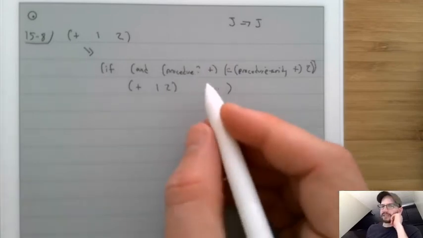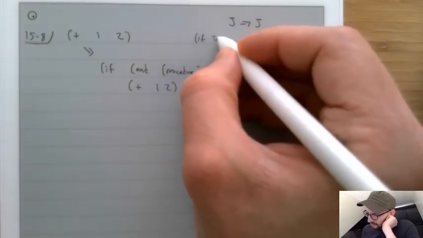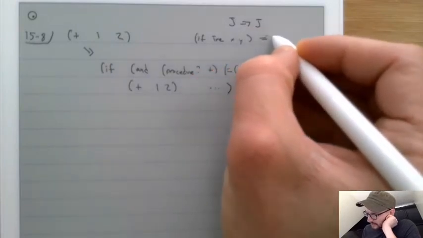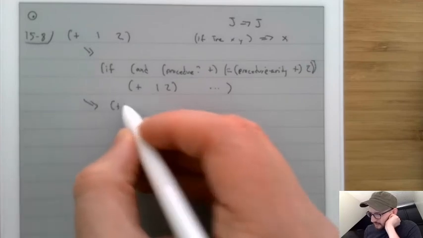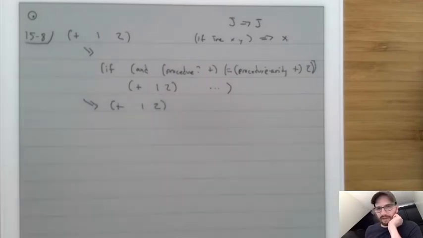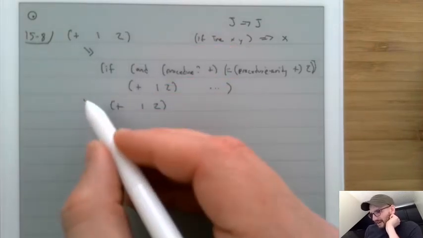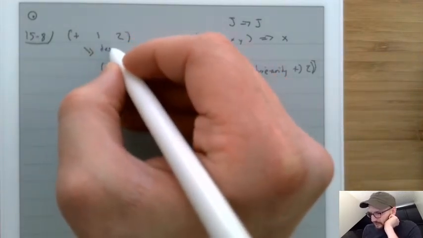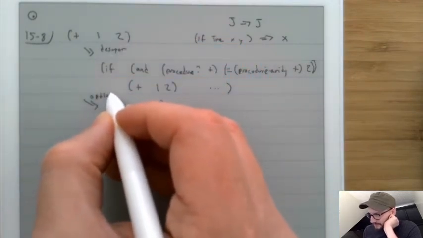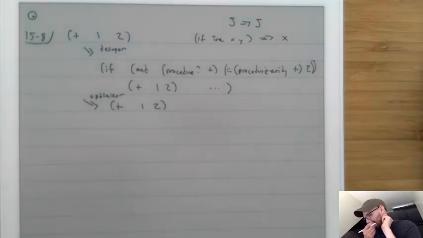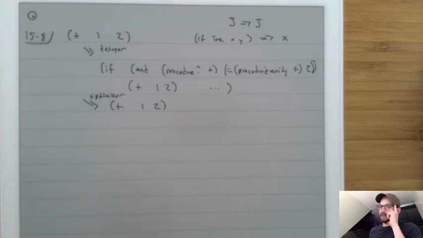And then we could have a rule inside of our optimizer that said something like, if you ever write if true x, y, then just turn that directly into x. In which case our optimizer would turn this directly into plus 1, 2. So that means that our desugarer would add this, and then our optimizer would remove it. And now the optimizer would have code that was more efficient than before, but it would be guaranteed to be safe.